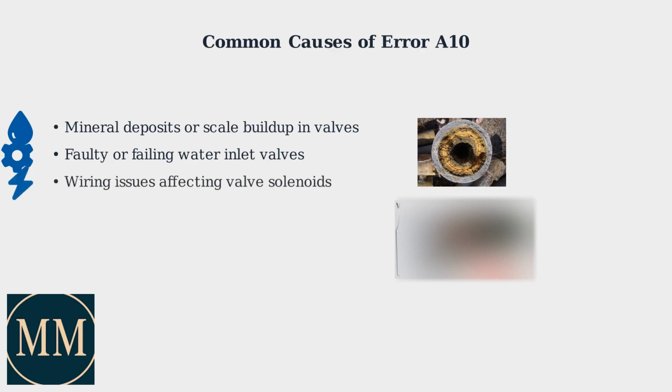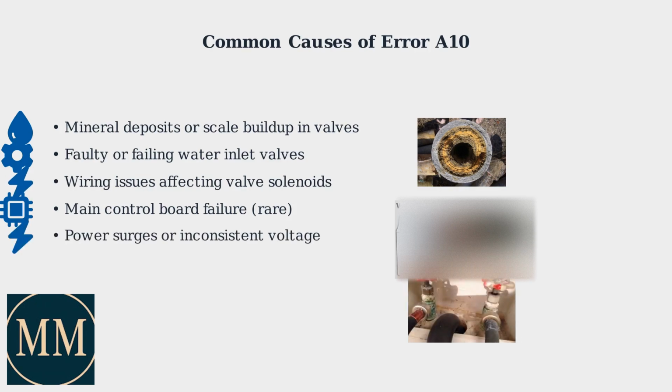Wiring issues affecting the valve solenoids can interrupt the electrical signals needed for valve operation. In rare cases, a failure of the main control board can lead to A10 errors. Power surges or inconsistent voltage supply can damage the valve components and trigger the error. The A10 error has increased since 2024 due to prolonged droughts causing sediment buildup in inlet valves.